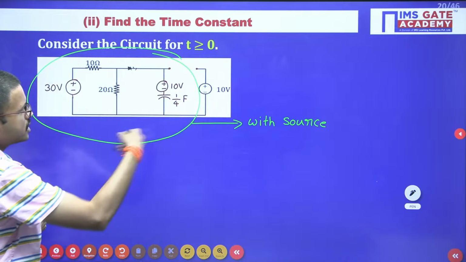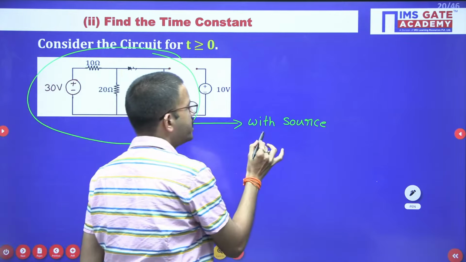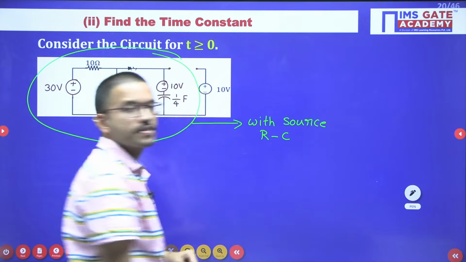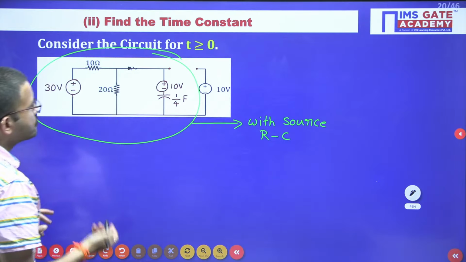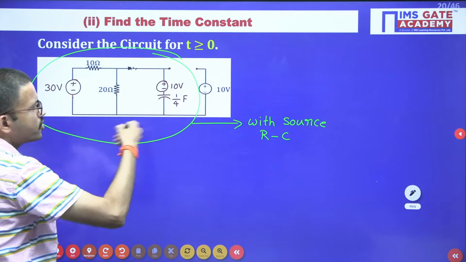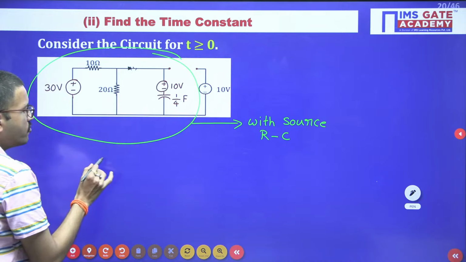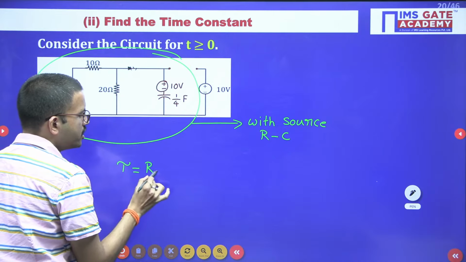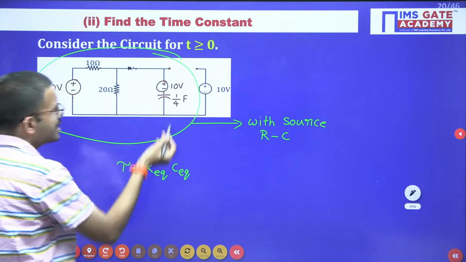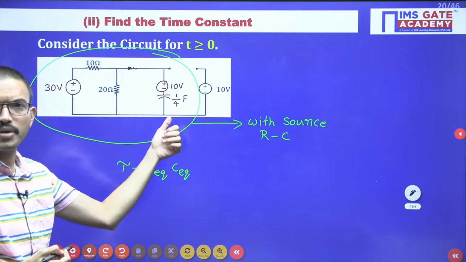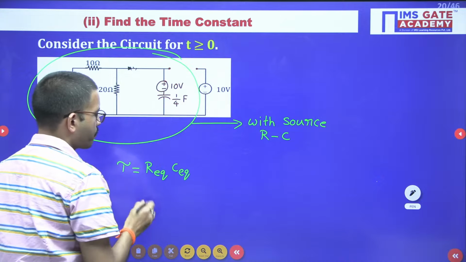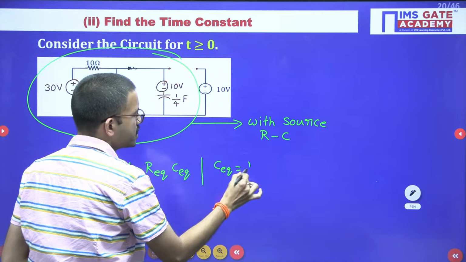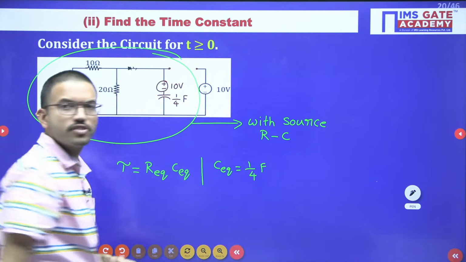if you observe this part of the circuit, you have elements related to R and C, resistors and capacitors, along with the source. In this overall circuit you have only one capacitor. When calculating the time constant, the formula is R equivalent into C equivalent. Since the entire circuit has only one capacitor, C equivalent will be the same, C equivalent equal to 1 by 4 farad.